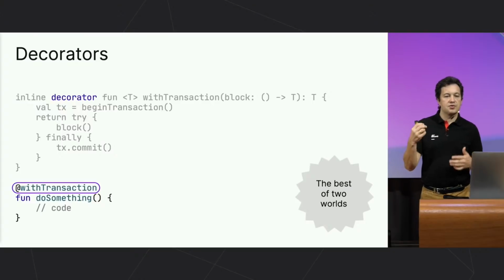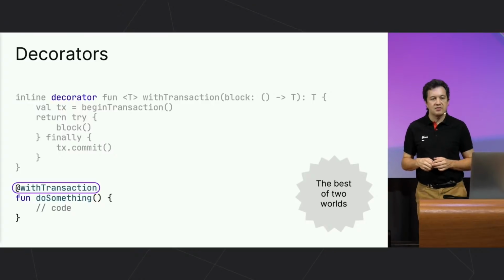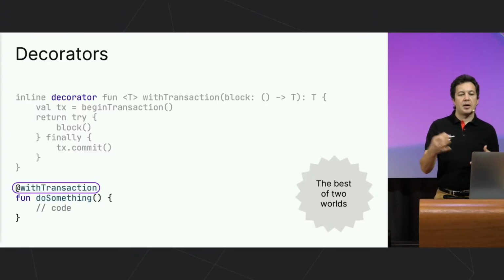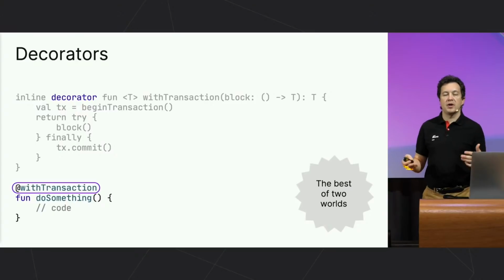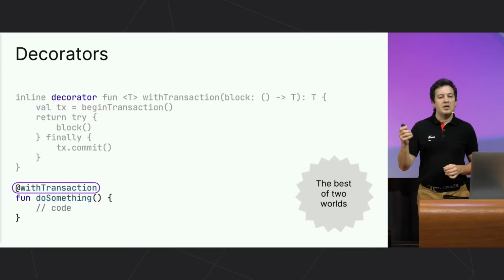And of course, the concept of a decorator is not new. It's used extensively in many languages. But for Kotlin in particular, it can be implemented statically by a combination of inline functions and the ability of Kotlin to inline them during compilation.